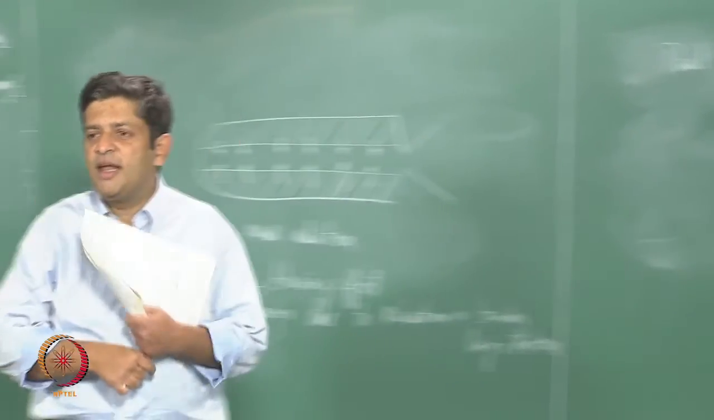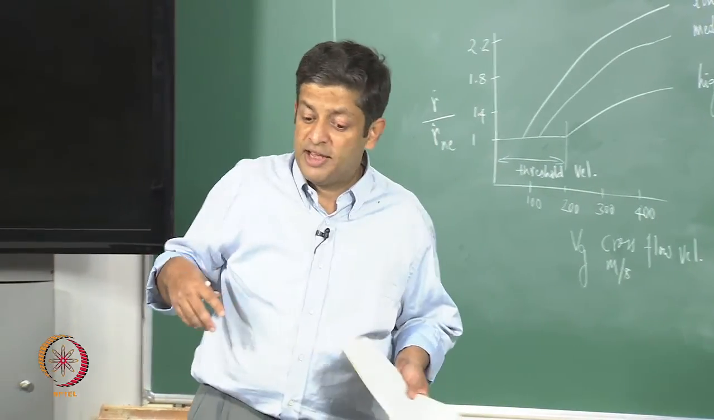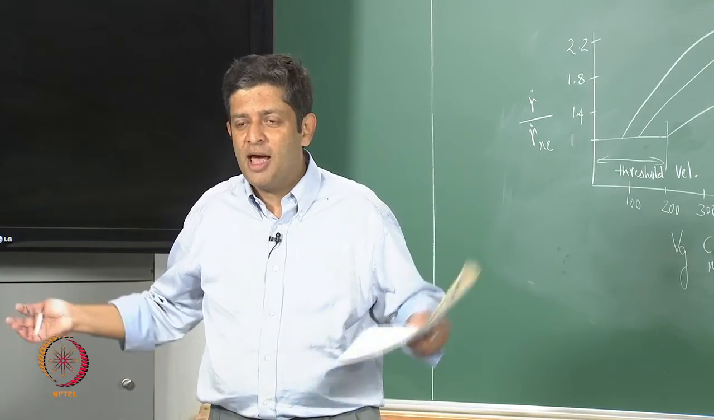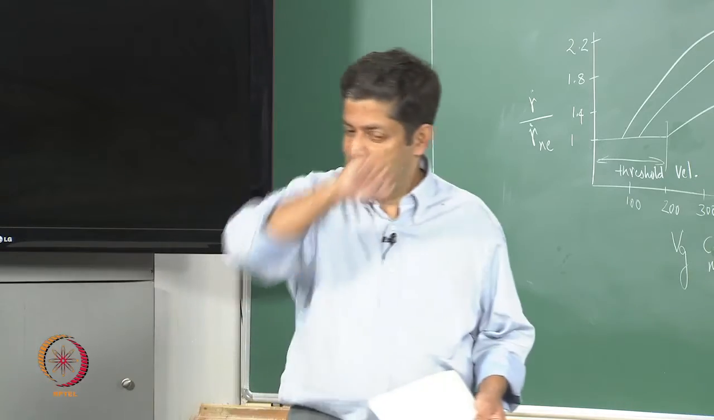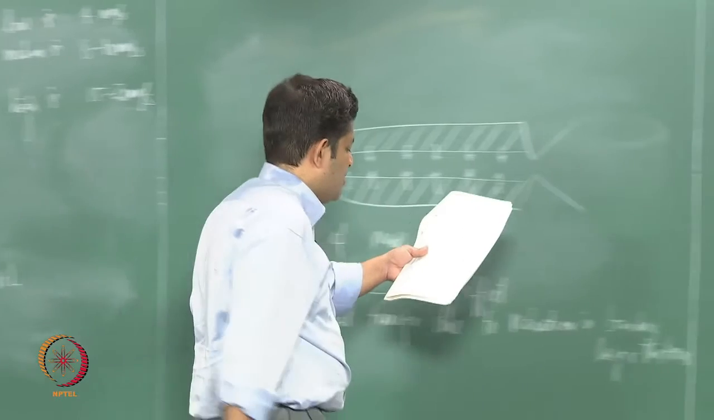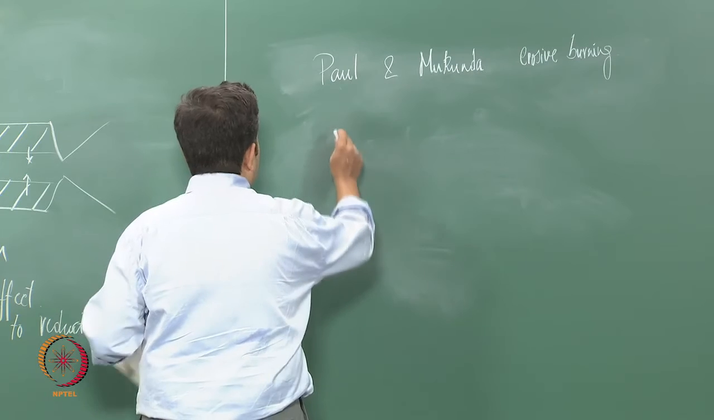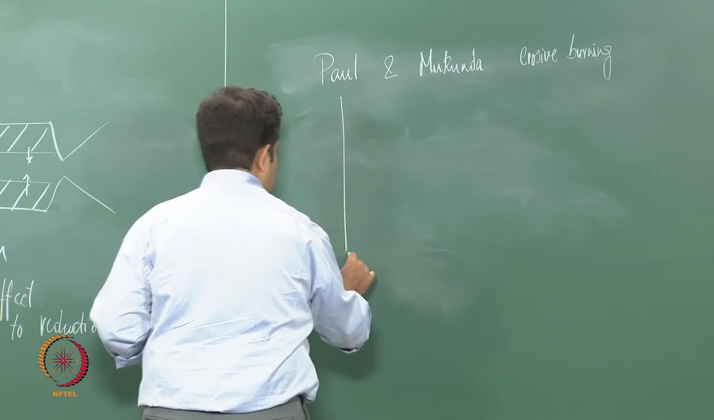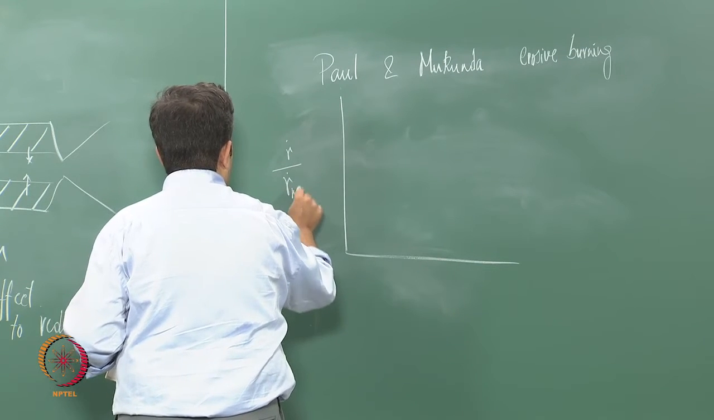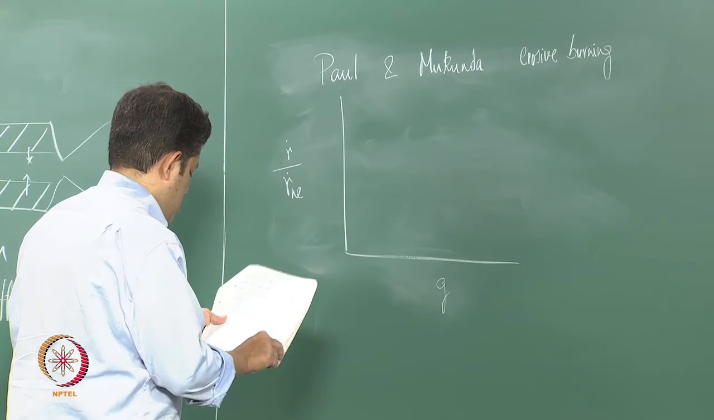What they did was they collected all the data that was available in the literature of experiments compiled by various groups, not just one group, but by various groups, and put them all together on a non-dimensional axis. And I will show you what the non-dimensional parameters were. They had a plot of R dot by R dot non-erosive versus G.